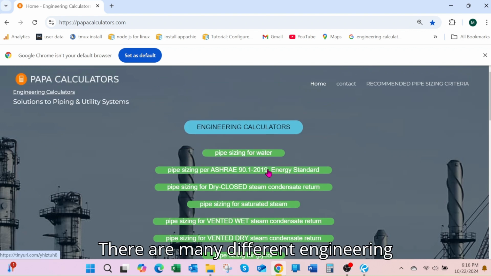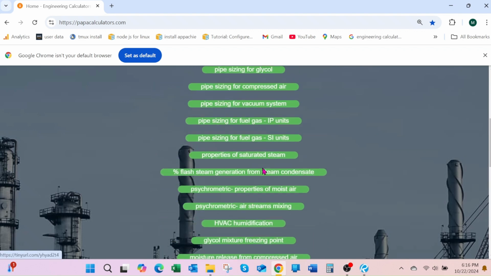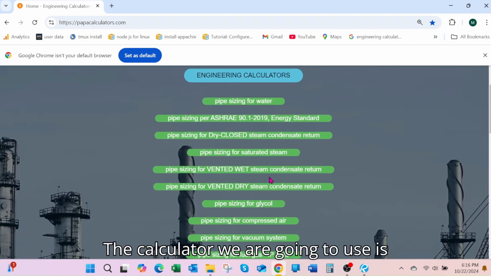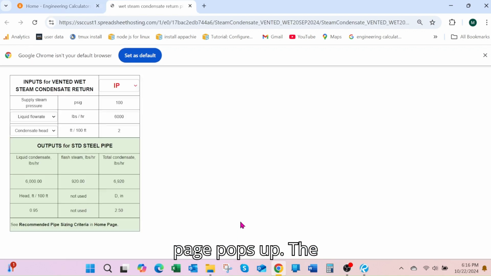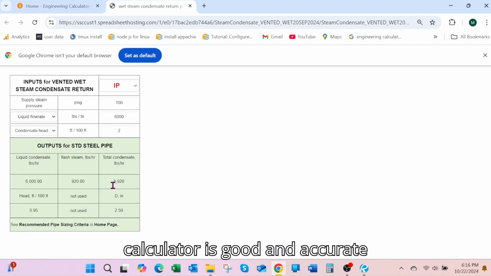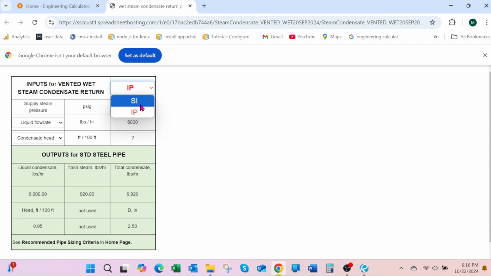There are many different engineering calculators on this website. The calculator we are going to use is pipe sizing for vented wet condensate return. Clicking on the link, the page pops up. The calculator is good and accurate for carbon steel pipe and for saturated steam. It can be used in 2 different units, IP or inch-pound units and SI or metric units.